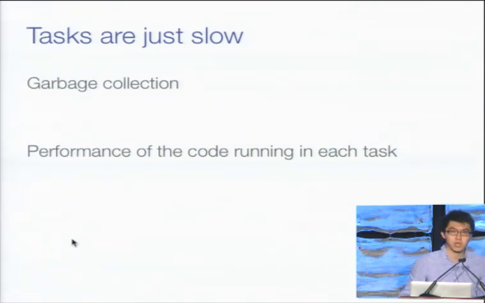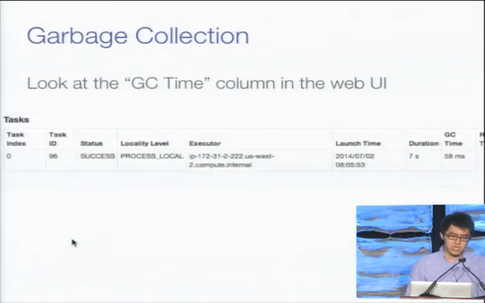The first one is garbage collection. It's running on the JVM, so it relies on garbage collection policies to actually clean up the dirt. And the second one is maybe the performance of the code running on each of the tasks is kind of slow. For GC, it's pretty easy to identify GC problems usually.